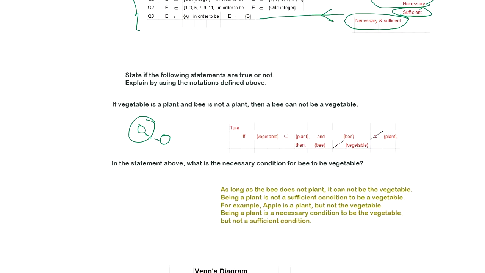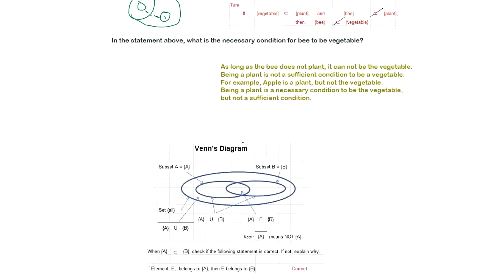So B cannot be a vegetable, it's isolated. Okay. From the statement above, what is the necessary condition for B to be a vegetable? Well, B has to be part of plants, but B is an insect, so it's not.